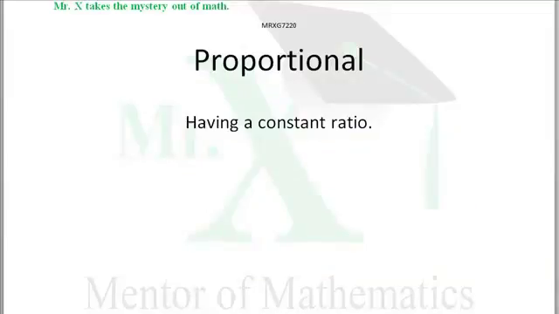Two things that maintain a constant ratio are said to be proportional. This concept allows us to have trigonometry.